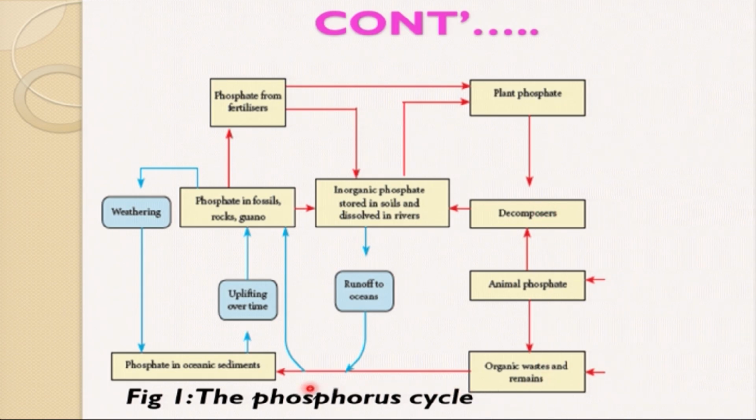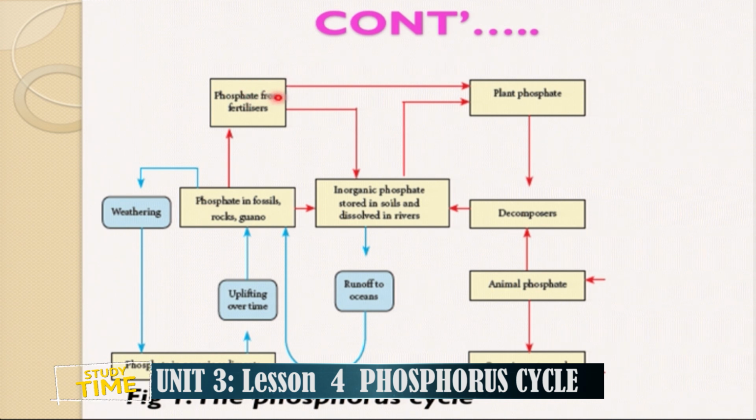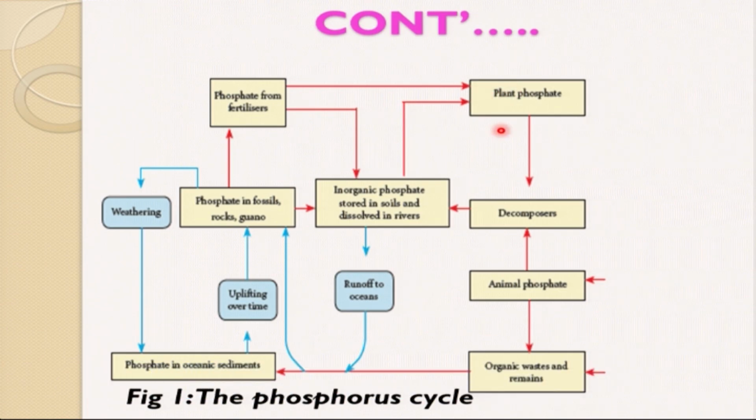Decomposition, we start from here. Organic wastes and remains can also be released in oceans, and can also be taken back into the atmosphere. We have absorption, and absorption, I said, is where the plants absorb phosphates. Not only plants, even animals: they eat plants, and the plants contain phosphorus, and that makes phosphorus keep saturating in animals, even in the atmosphere, over the years.